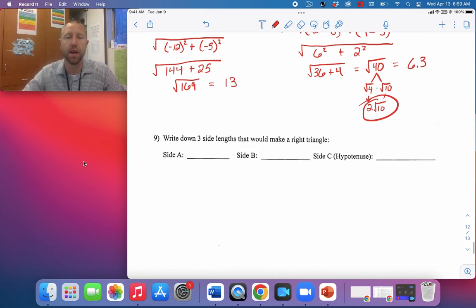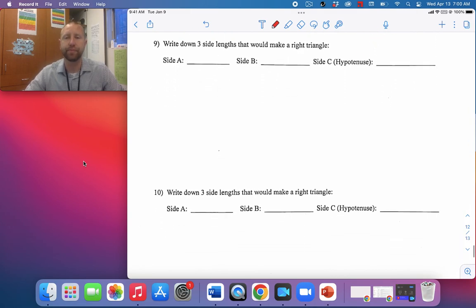Okay. For 9 and 10, we want you to come up with a Pythagorean triple. That's what this is called when you have 3 sides of a triangle that do make a right angle. That is a right triangle. Okay. The most common one, we talked about this, is what carpenters or construction workers will use. The most common one is 3, 4, 5.